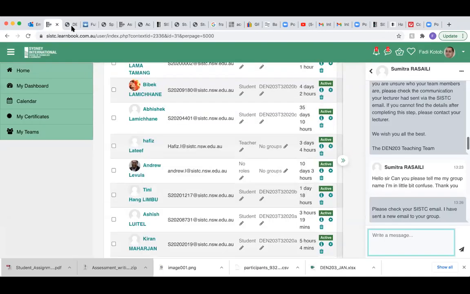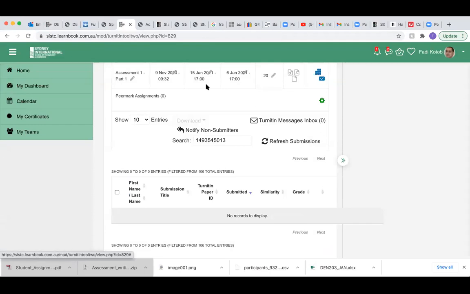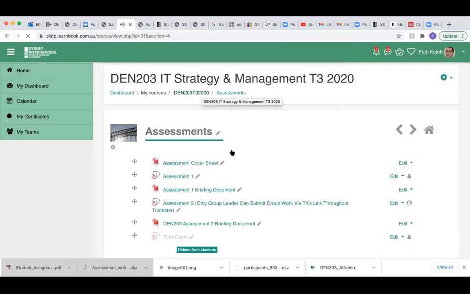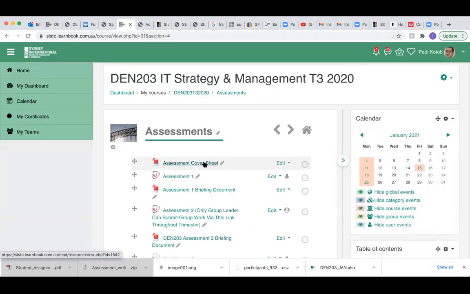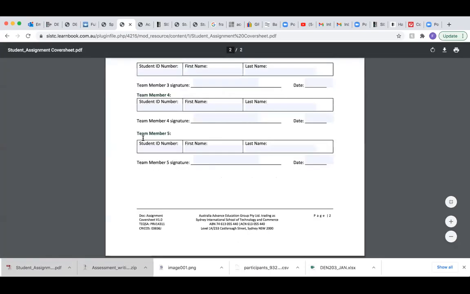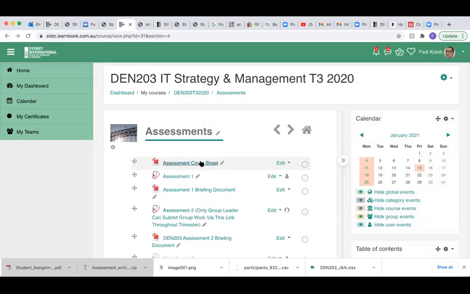If you go to the assessment section, you'll be able to see an assessment cover sheet. You just open that and fill in the details. There are 2 pages, so your staff details can be filled in on the second page. And another thing to bear in mind: only one person submits the work to Moodle, not more than one person.